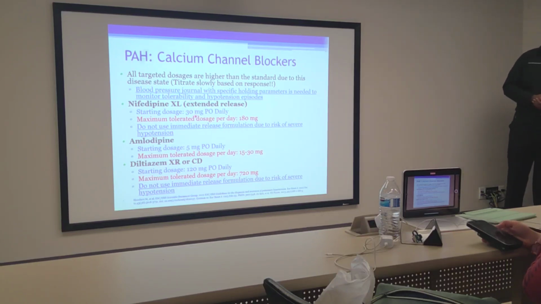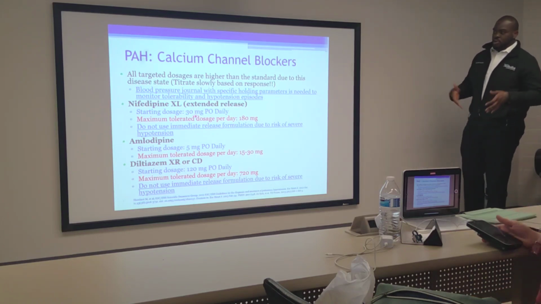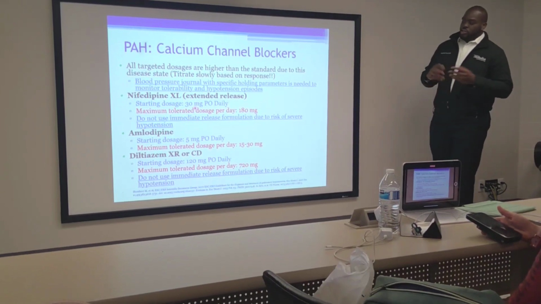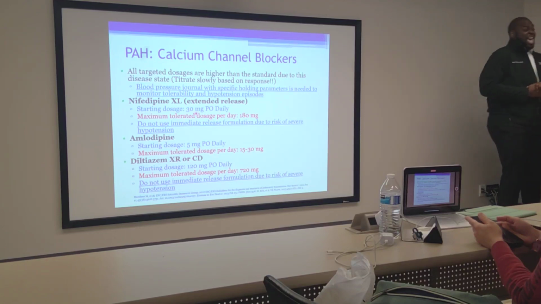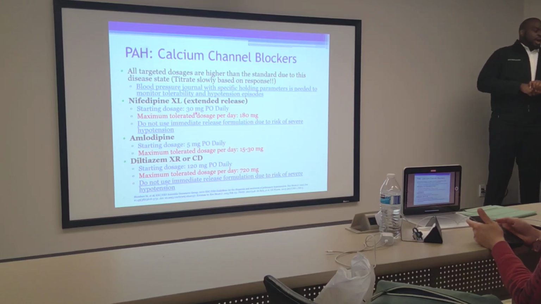So our next one is amlodipine. Amlodipine you tend to see more because of the half-life that's pretty long. The starting dose is 5 milligrams once a day. The maximum target dose per day, which we usually want to aim for to get their target response for these patients, is 15 to 30 milligrams. To put it in perspective, the max dose for amlodipine for hypertension, which you normally see it being used for, is 10 milligrams a day. So you see what I'm talking about with high dose and how this can be a difference, knowing if that diagnosis is there or not.